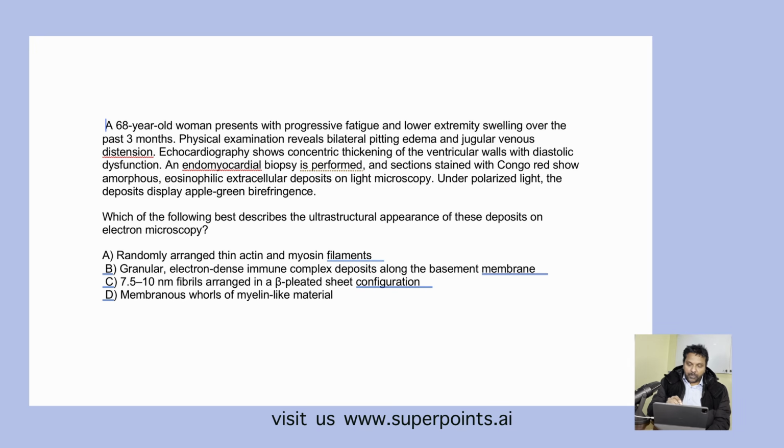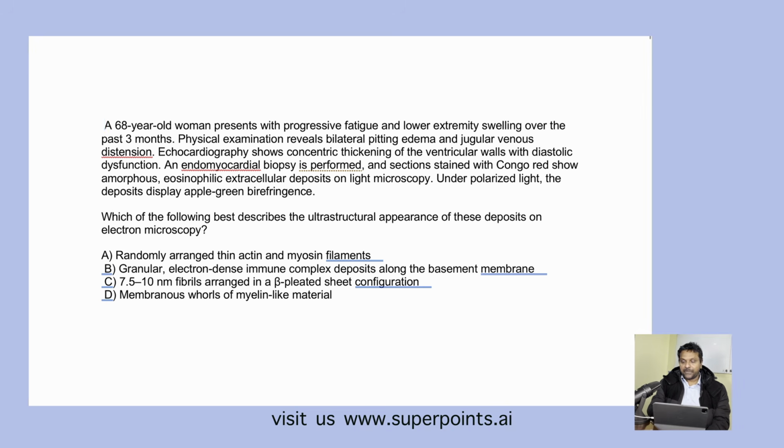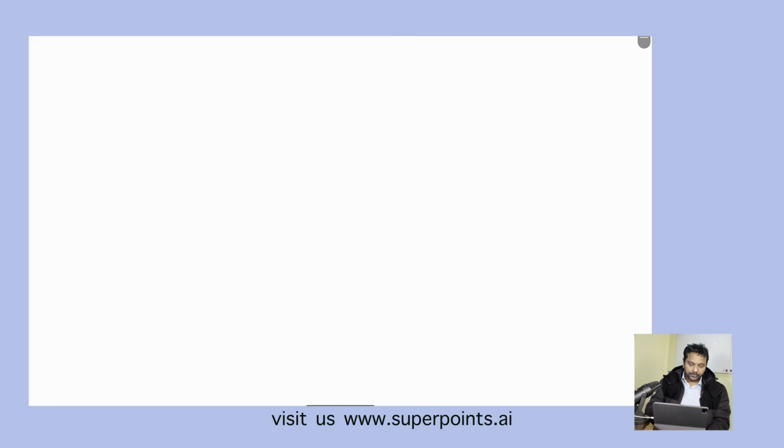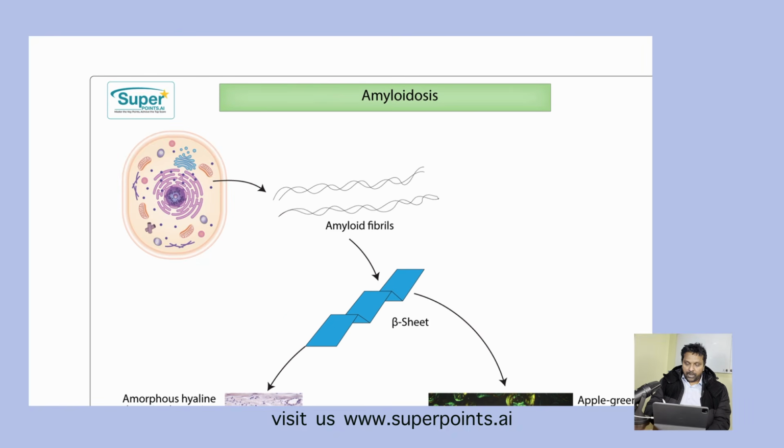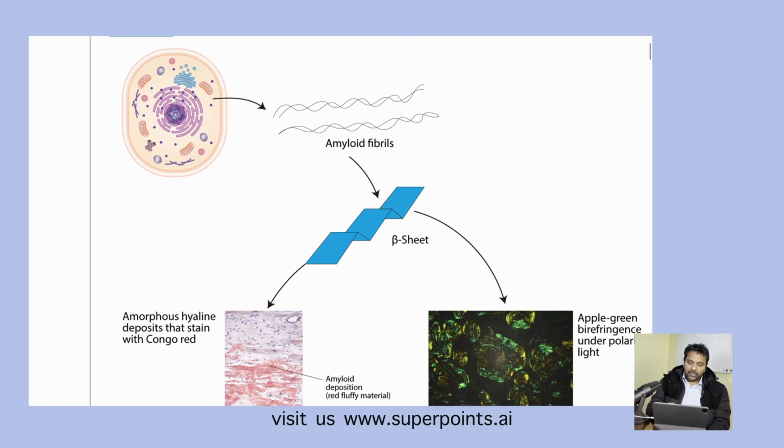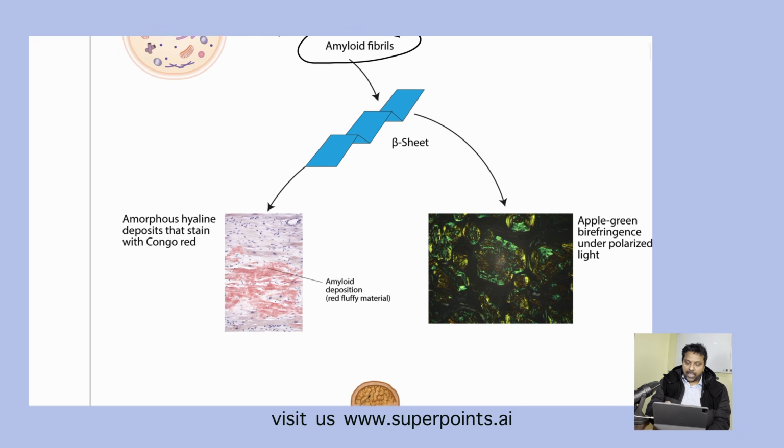So the correct option here is option C. Why is that? Option C is correct because this question describes amyloidosis. Let me give you this illustration. So in amyloidosis, what is happening is amyloid fibrils are being arranged as beta sheets.